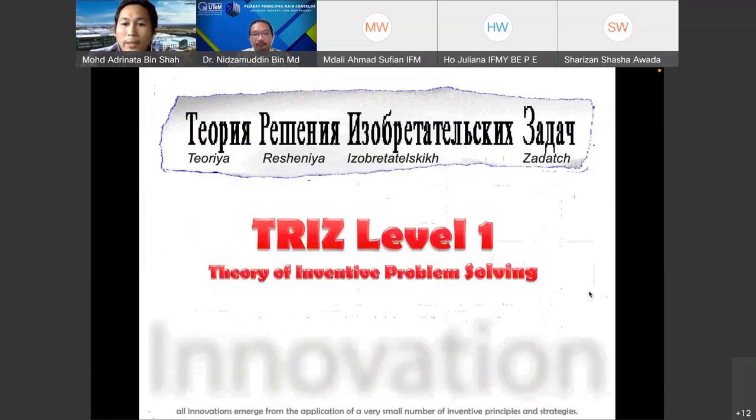The slide is from my TRIZ, and this is a kind of our level 1. In Malaysia, we have 3 levels of certification of practitioner for TRIZ, and I myself am a practitioner of level 2 TRIZ and instructor for level 1. So this is the TRIZ acronym.